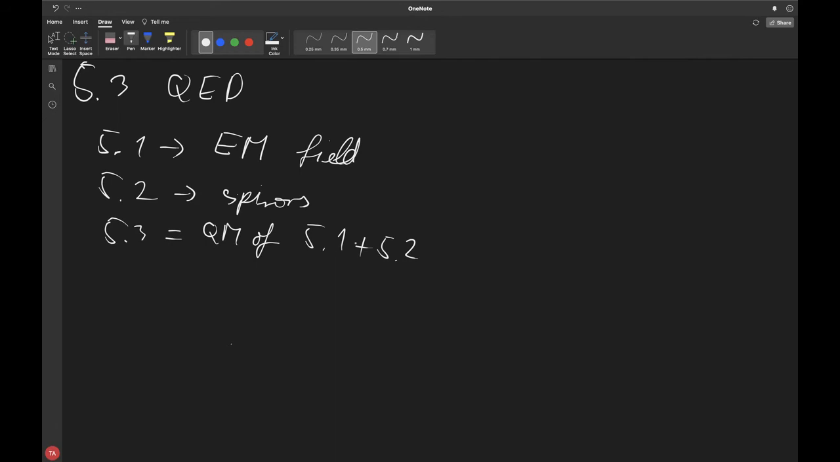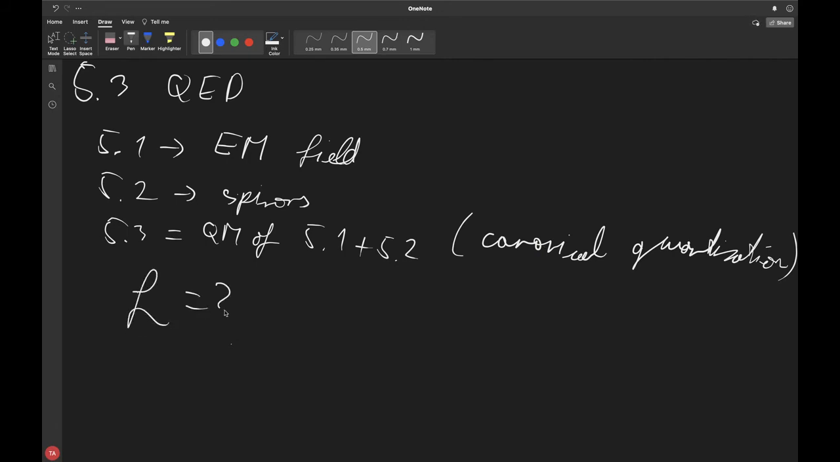We learned in the previous video the quantization method that is called canonical quantization. So the canonical quantization machine: the first step is to figure out the Lagrangian. So we already know the Lagrangian for the electromagnetism. That was minus 1/4 F_μν F^μν.